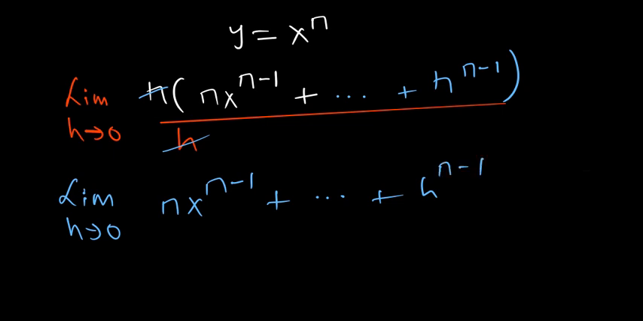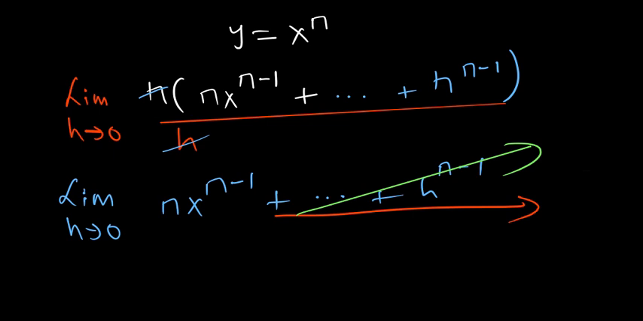You notice that from this term going this way, there is the presence of an h. I've explained how that comes about. That would imply this whole part is going to be eliminated when you substitute 0, so that becomes 0. And so we just remain with nx to the power n minus 1. So that is our dy/dx from first principles.